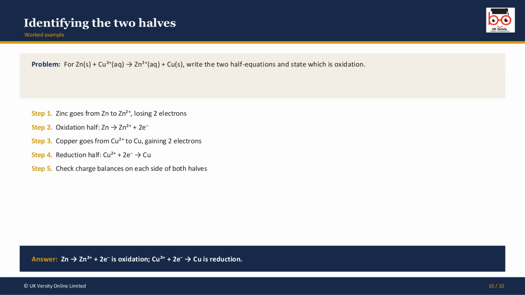Let's identify the two halves for zinc reacting with copper 2+ ions, giving zinc 2+ ions and copper. Zinc goes from zinc to a zinc 2+ ion, losing 2 electrons, so the oxidation half is zinc goes to a zinc 2+ ion plus 2 electrons. Copper goes from a copper 2+ ion to copper, gaining 2 electrons, so the reduction half is a copper 2+ ion plus 2 electrons goes to copper. Check that the charge balances on each side, and you can see zinc is oxidized while copper is reduced.